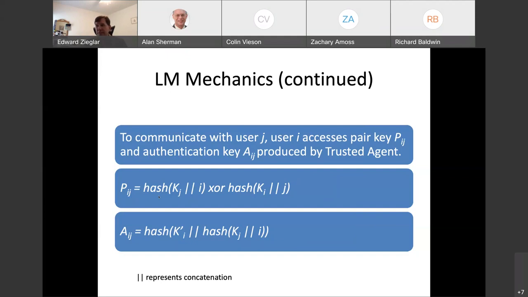And this pair key can then be extracted by I if he wants to talk to J, because he has his own secret, and he just has to hash in J's identity with it and then XOR it with the pair key. And then he'll obtain the hash of K_J with I, which is the key that he can use to exchange information with J. And the advantage to this is that J doesn't have to know P_IJ, the pair key. He just has to know who sent him the message. And then he just takes his secret and hashes it with the identity of who sent him the message.